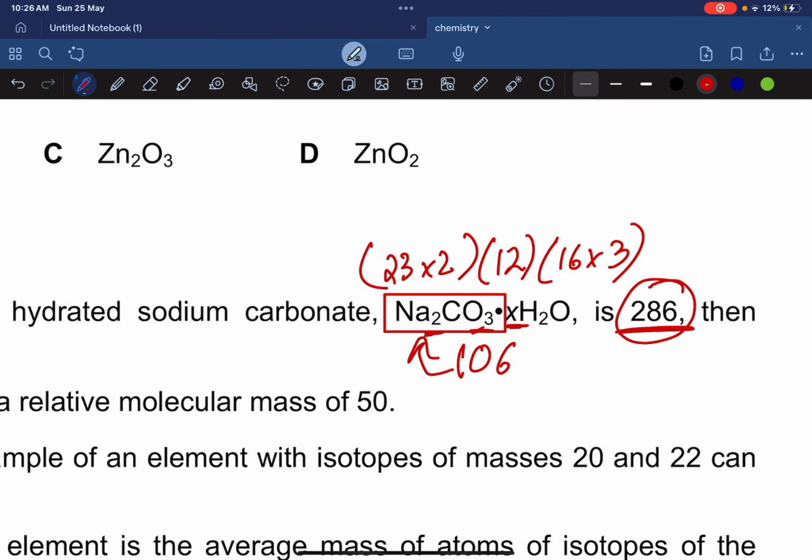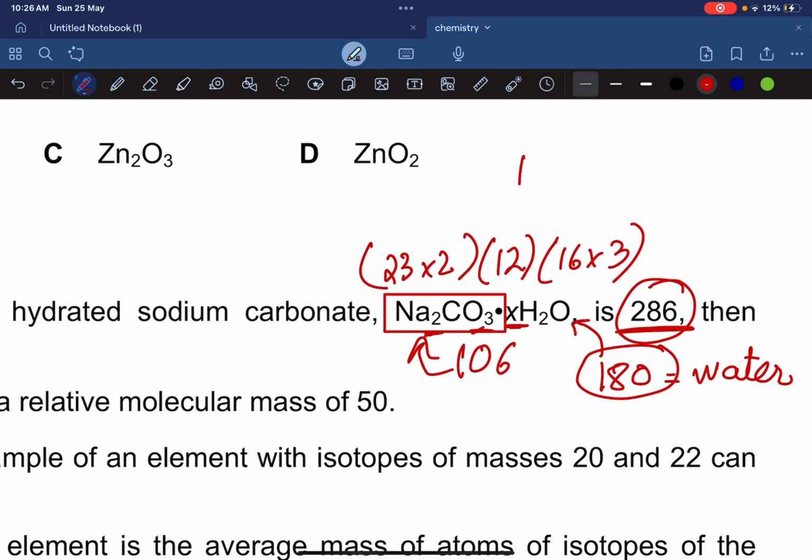180 is my mass of water, ठीक है? ये total mass of water है, ठीक है? जितने भी इसमें water हैं, that's the total mass of water. What's going to be the mass of one water?